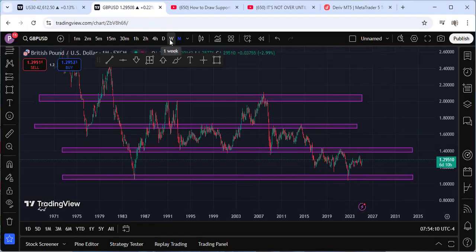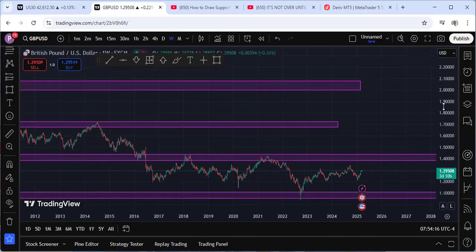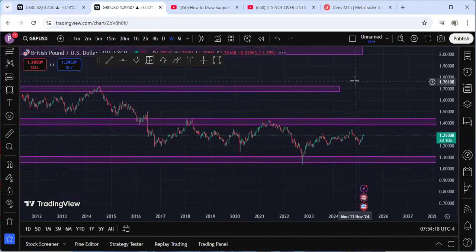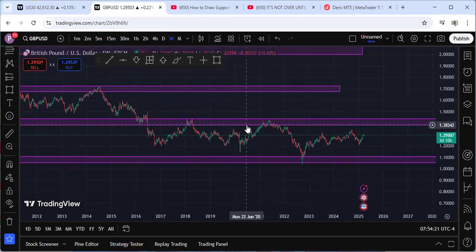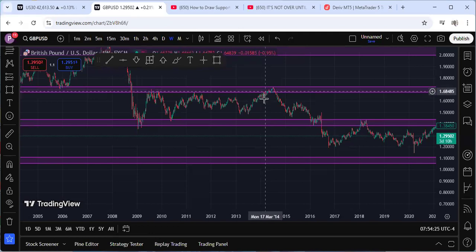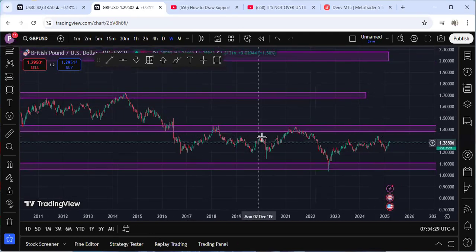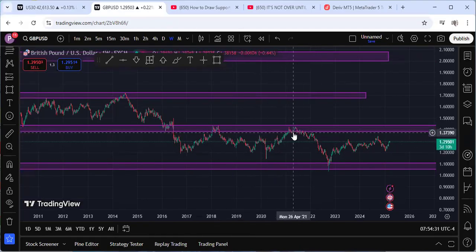Now, let me go to weekly time frame. You can see that even with weekly time frame, price has been respecting these key levels. Look at them here. You don't trade anyhow. You're only trading, buying or selling when price gets to this key level.